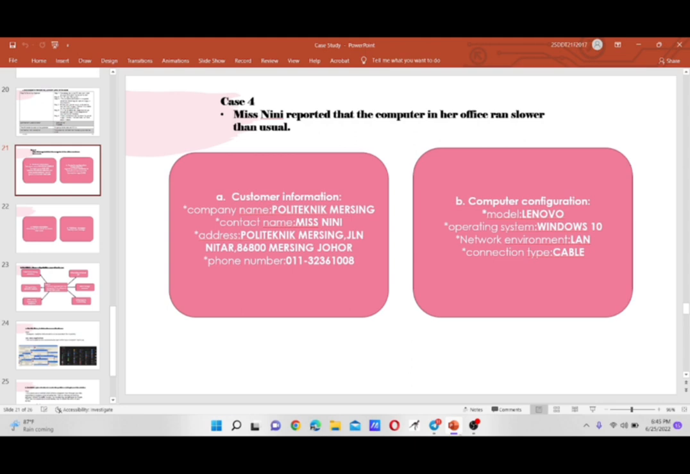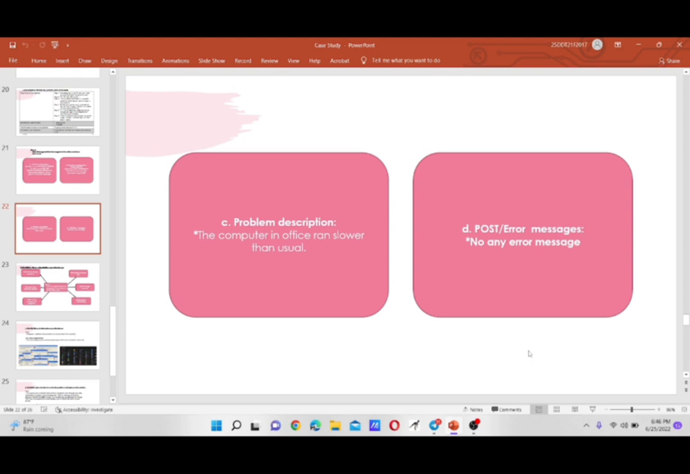011-3236-1008. The computer configuration model is Lenovo. Operating system is Windows 10. Network environment is LAN. Connection type is cable. Problem description: the computer in the office runs slower than usual. Post error message: no error messages.